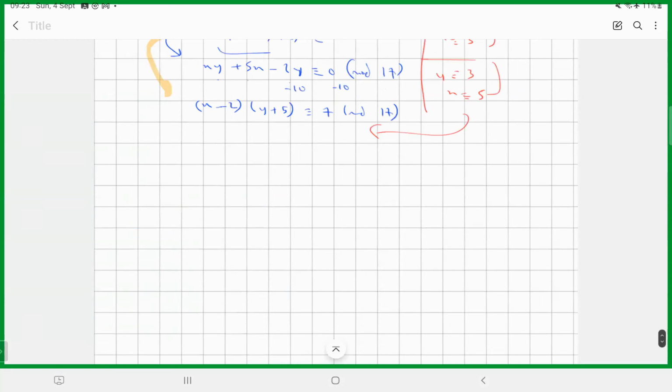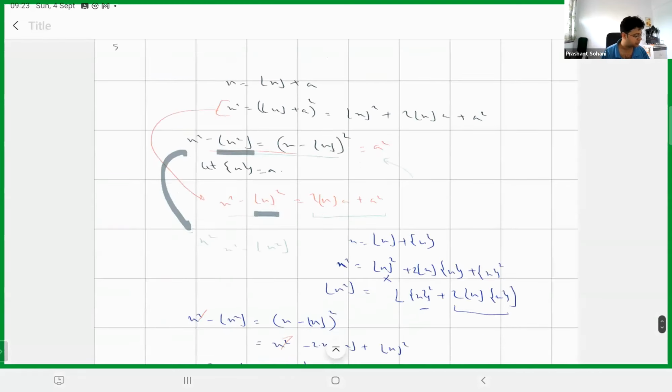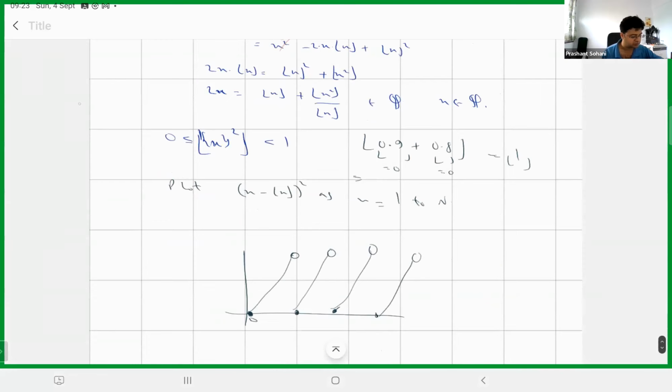Okay, so I want to start with prime numbers today. As such, if you ask me, the theory part of prime numbers is not that much. Okay, so hopefully you can see this now.